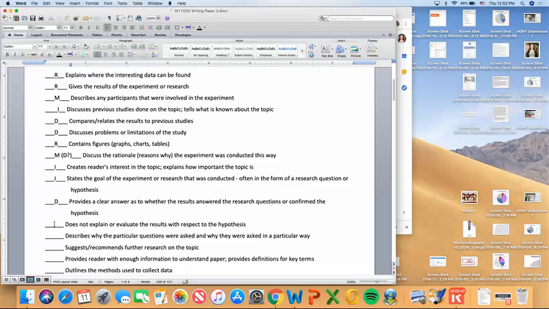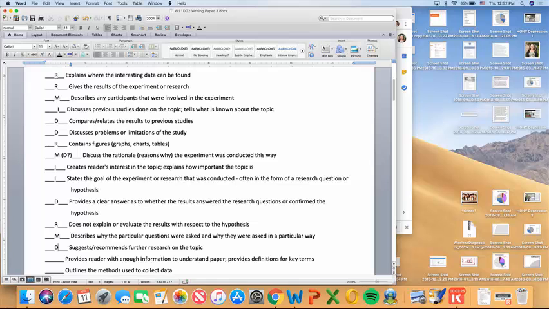D. So this one may be a little weird, but I think this is going to be the results, because in the discussion, you do provide a clear answer. This one does not really talk about the hypothesis. It just gives the results. Like, here's the data, here's some graphs, but we're not really bringing in the other parts of it. All right. Next, describes why particular questions were asked and why they were asked in a certain way. Jennifer? Methods. Yeah, thank you. Suggests, recommends further research on the topic. How about Bader? D, yeah, discussion.